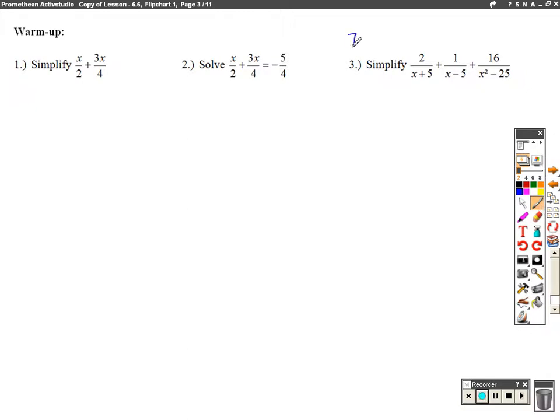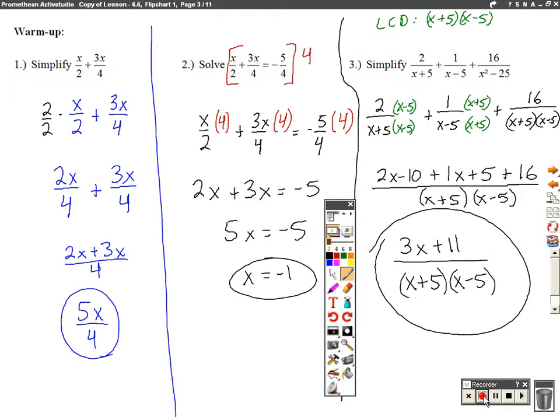Remember the 7-step process that we discussed from section 6.2, where you're adding or subtracting rational expressions? You need to utilize those 7 steps here for number 3. So go ahead and pause and see how you can do on these warm-ups. Okay, so go ahead and check to see how you did.